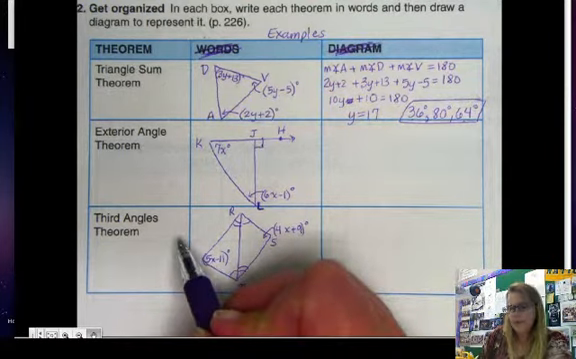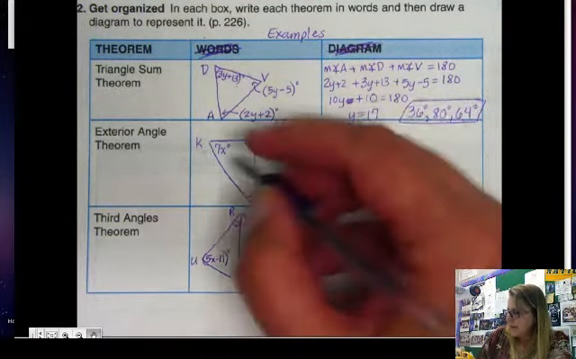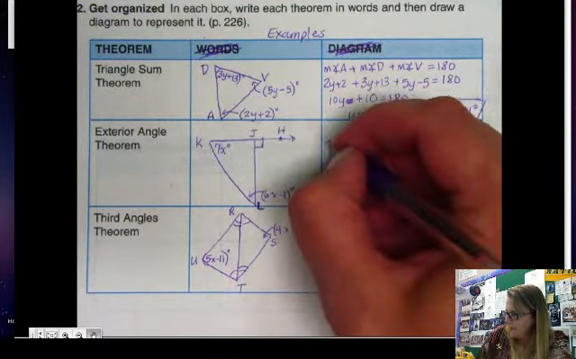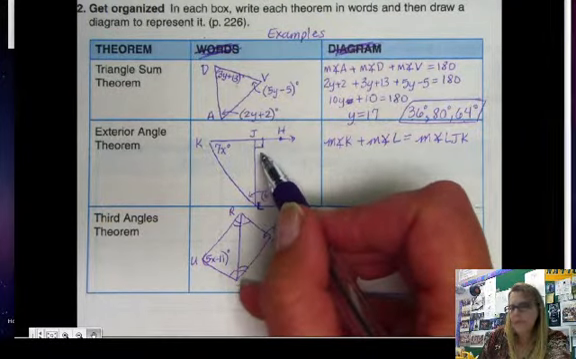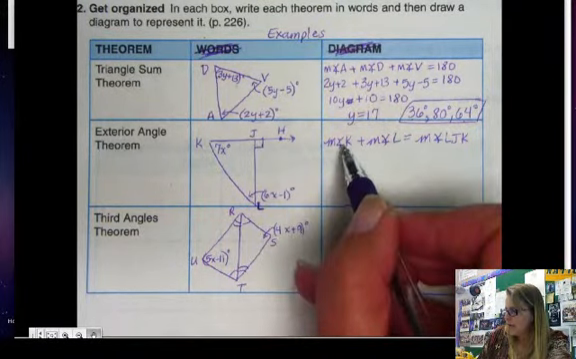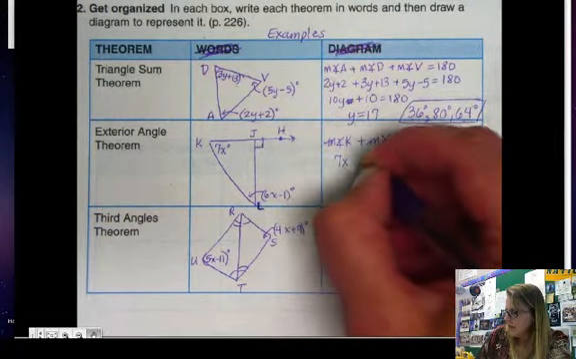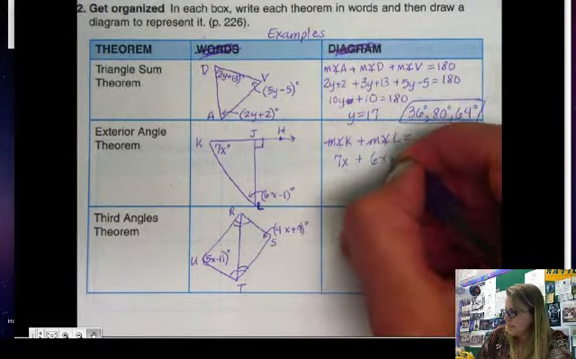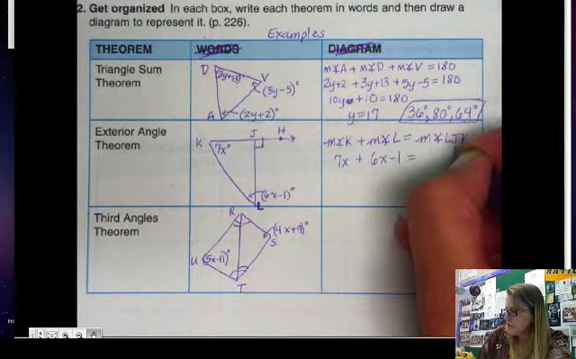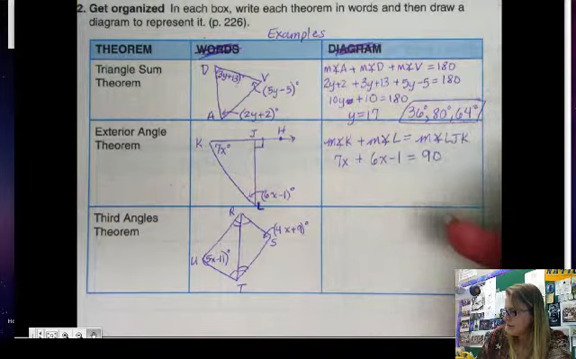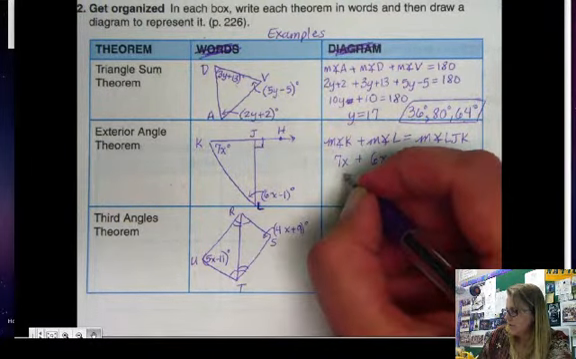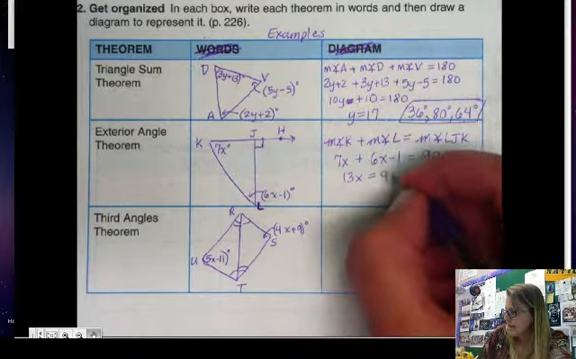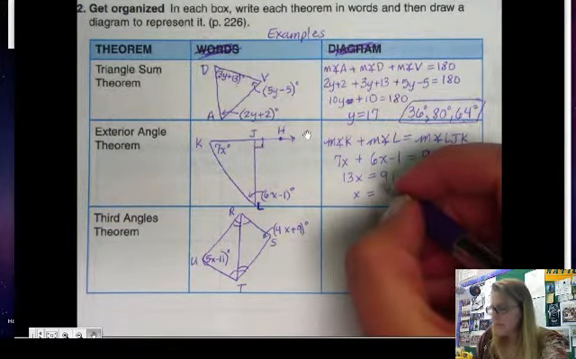Okay, the exterior angles theorem here says that the measure of angle K plus the measure of angle L equals the measure of angle LJH. These two remote interior angles add to equal the exterior angle here. So if we plug in what we know, the measure of angle K is 7x, plus the measure of angle L is 6x minus 1, equals the measure of angle LJK is 90 degrees. Okay, so we're going to get 13x equals 91, x equals 7.